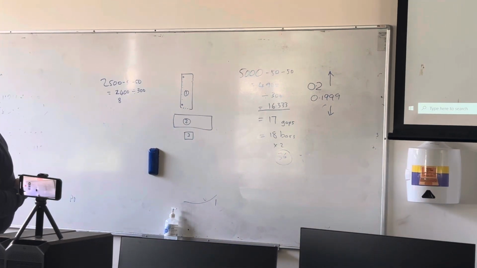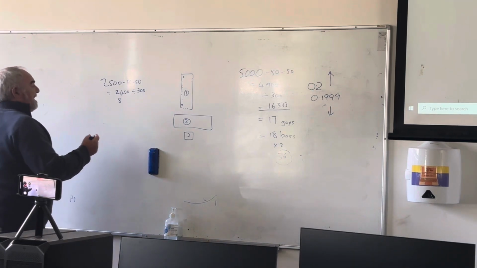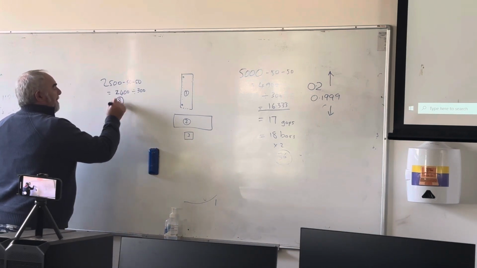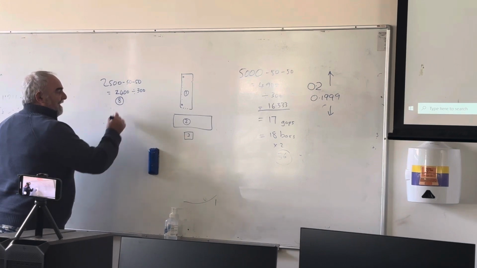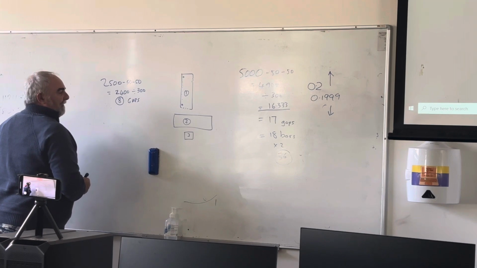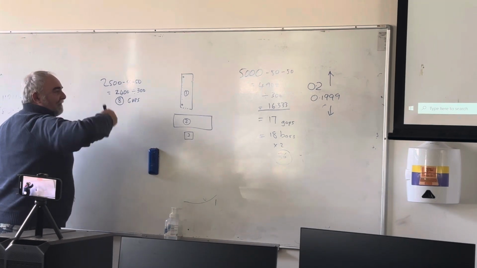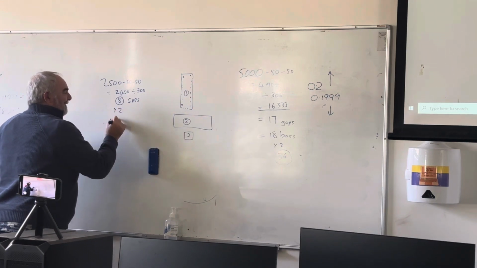So 1, 2, 3, 4, 5, 6, 7. Anyone who counted it would have got it wrong. So the sketch doesn't always show the exact amount. 8 bars. Hold on, it's not 8 bars, is it? That's 8 gaps. And that's still not right, because we've got one on one side, and we've got the ones on the other side as well. So times 2 equals 16 bars.